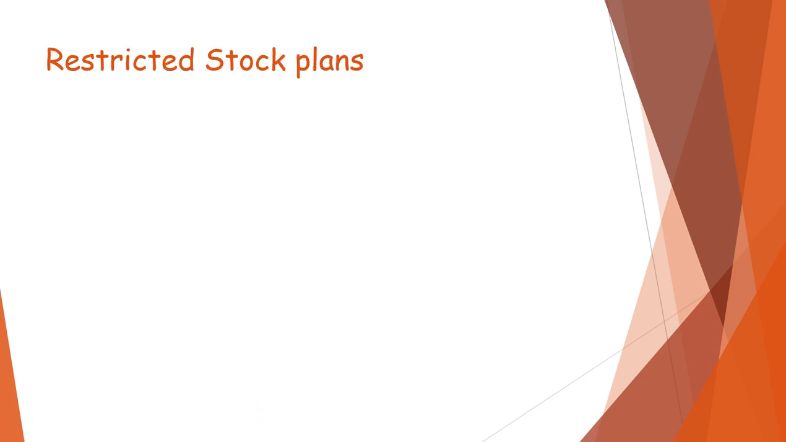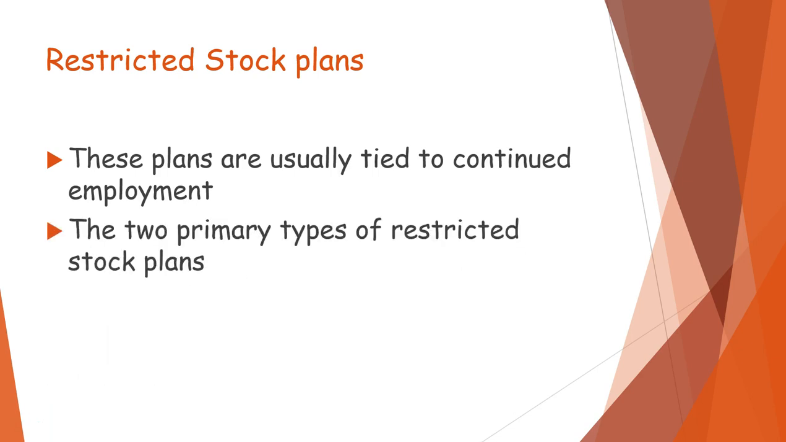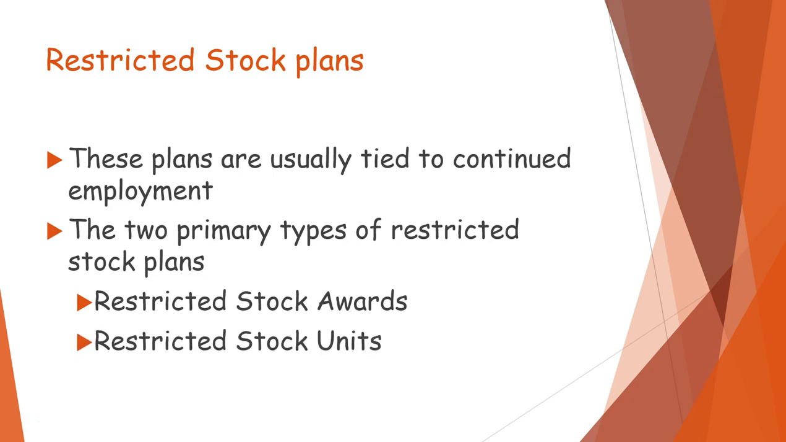Now, restricted stock plans. These plans are usually tied to continued employment. The two primary types of restricted stock plans are the restricted stock awards, where people get stock in their name, and then the restricted stock units, which say you're entitled to get stock.